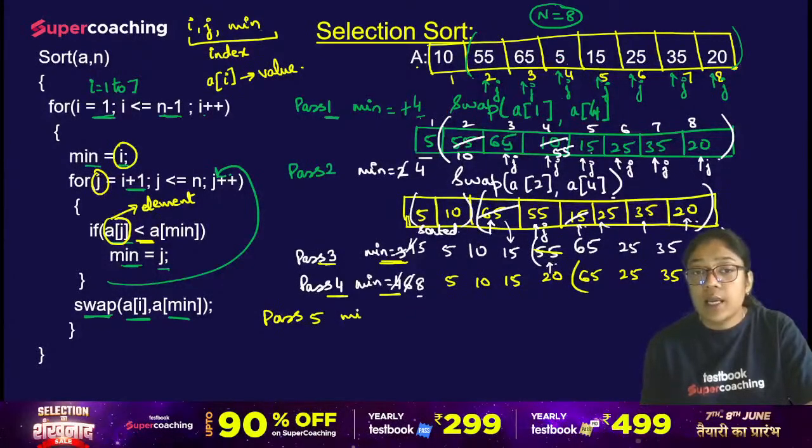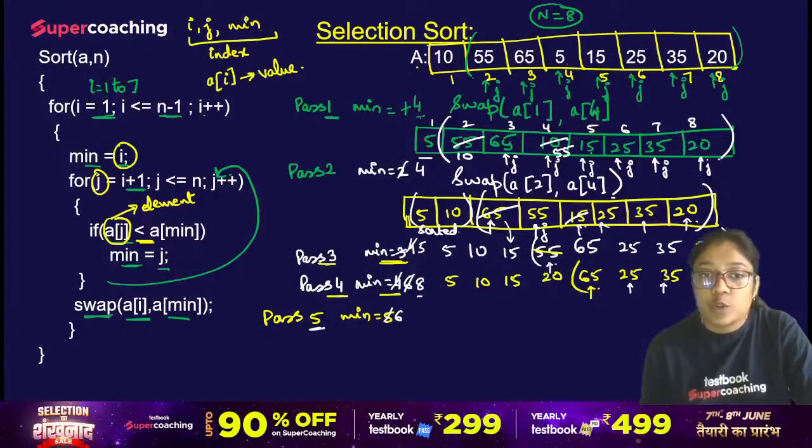Pass 5. Min will be considered as 5; initially we will be assuming that the minimum element is at index 5. This is the minimum element, 65. So we'll start the j from the next position. 25 is smaller than 65? Yes. So min will be updated to 6. 35 is smaller than 25? No. 55 is smaller than 25? No. So this means that we got the min.